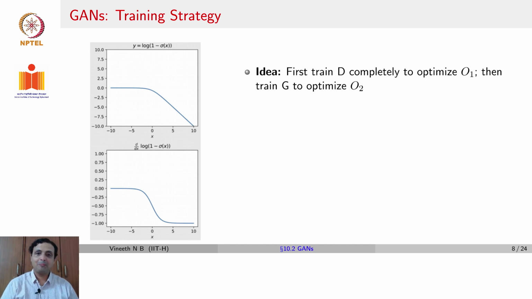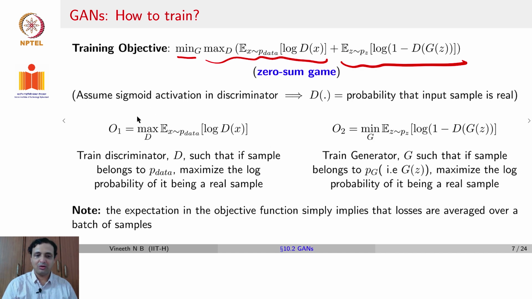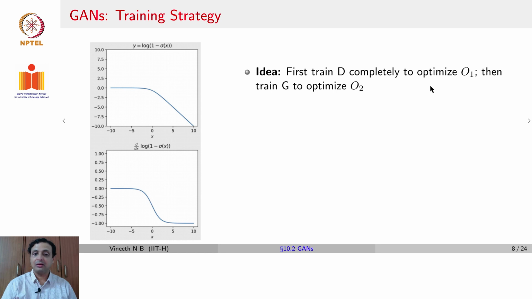So what can we do here? One option is we can train D completely first, so we have a good discriminator, and that can be done by optimizing only the first part of the objective, O1, and once we have that, we can train G to optimize O2.